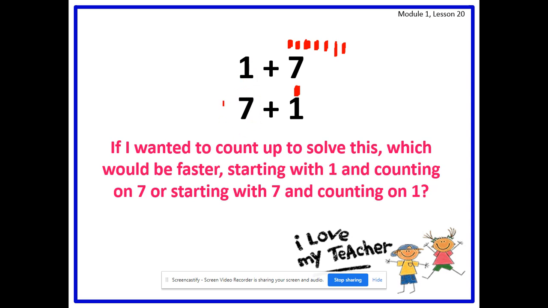Now, let's start with 7 and count on. Get ready. 7, 8. So which way was faster? Starting with 1 or starting with 7? Get ready. Yes, starting with 7, our larger part. So whenever you count on, if you start with your larger part, you will always count faster than starting with your smaller part. Wow, something new, right? To make ourselves quicker while working out our problems.